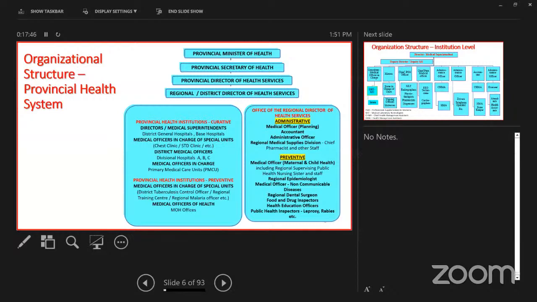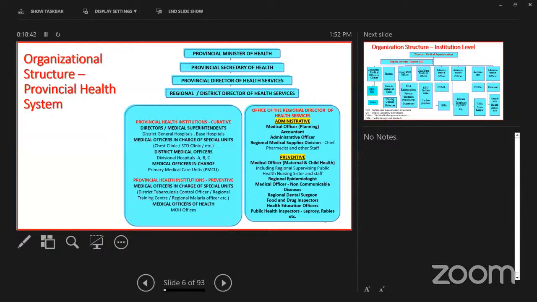Then in the district health office, there is a preventive arm: the medical officer maternal and child health, regional epidemiologist, medical officer non-communicable diseases, regional dental surgeon, food and drug inspectors, health education officers, and public health inspectors. These people handle the preventive health activities in the district health office. As the name denotes, the medical officer maternal and child health handles family planning, antenatal care, postnatal care, and child health. The regional epidemiologist handles the communicable disease aspect. The medical officer non-communicable disease handles the NCD preventive aspects. So all these preventive aspects are coordinated, allocated, and supervised in the district health system like this.